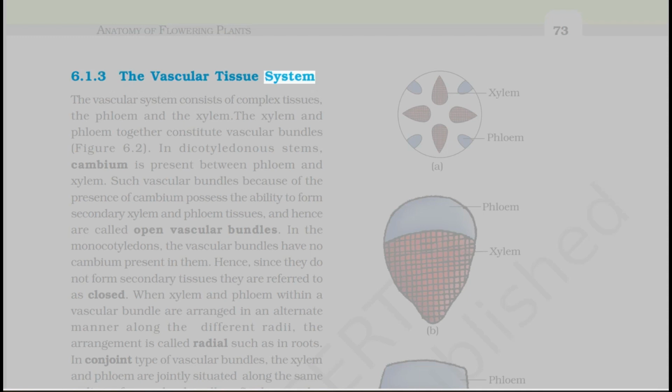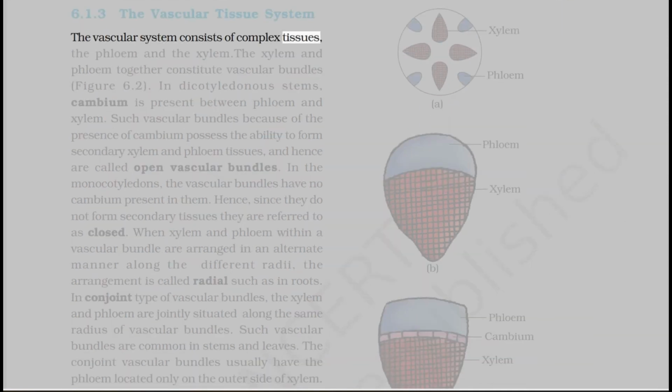6.1.3 The vascular tissue system. The vascular system consists of complex tissues, the phloem and the xylem. The xylem and phloem together constitute vascular bundles, figure 6.2. In dicotyledonous stems, cambium is present between phloem and xylem. Such vascular bundles, because of the presence of cambium, possess the ability to form secondary xylem and phloem tissues and hence are called open vascular bundles. In the monocotyledons, the vascular bundles have no cambium present in them. Hence, since they do not form secondary tissues, they are referred to as closed.